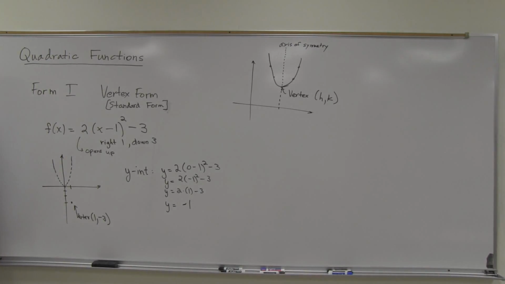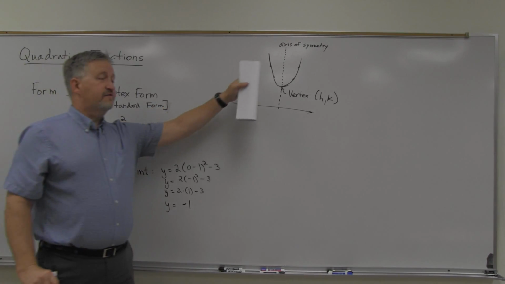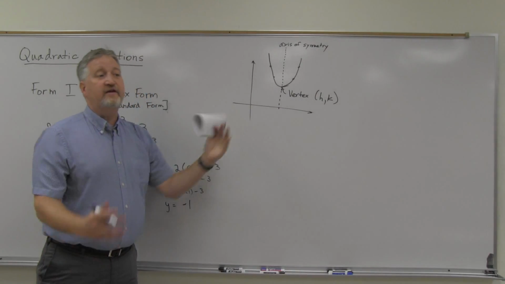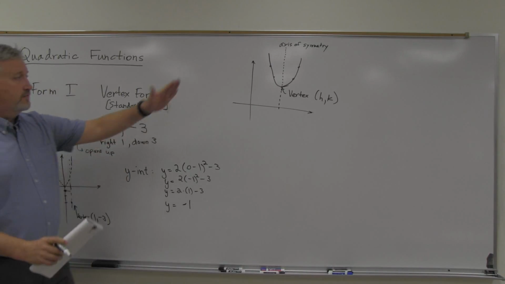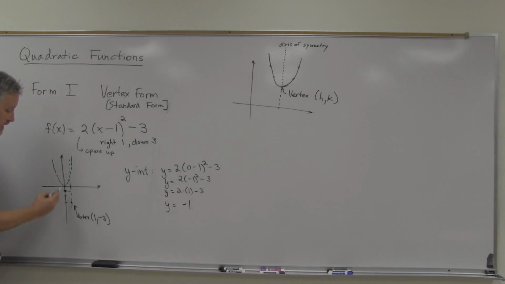Okay, so I've got my vertex, and now I've got my y-intercept here. If you think about the axis of symmetry, that's going to give me another point, because by the axis of symmetry, isn't there a point this same distance away from this axis? The axis of symmetry runs right through the vertex. So there's another point on the other side, at x equals 2 and y equals -1.